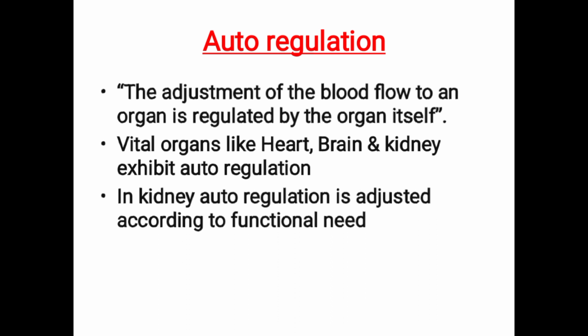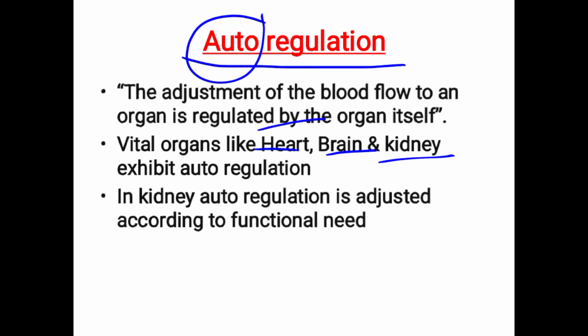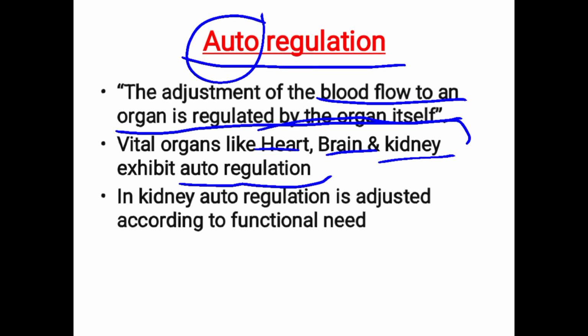there is one term we call autoregulation. Auto means self-regulation. Like the heart, brain and kidney, these three vital organs show autoregulation of their own blood flow. The adjustment of blood flow to an organ is regulated by the organ itself. So if the flow to the kidney decreases, it will adjust by itself. Intrinsic and extrinsic mechanisms are present in the kidney that will adjust the blood flow.